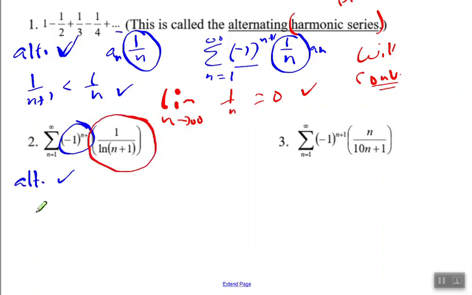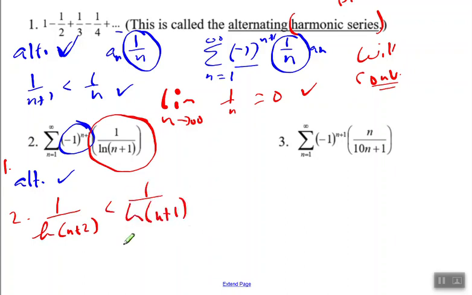Now we're going to look at this part right here. That's the first part of it that needs to be true. So we have negative 1 to the power of 1, negative 1 squared, negative 1 cubed, negative 1 to the power of 4, to the power of 5, etc. That makes it alternate. And now we need to say, is 1 over the natural log of n plus 2 less than 1 over the natural log of n plus 1? And that answer is yes, it is.